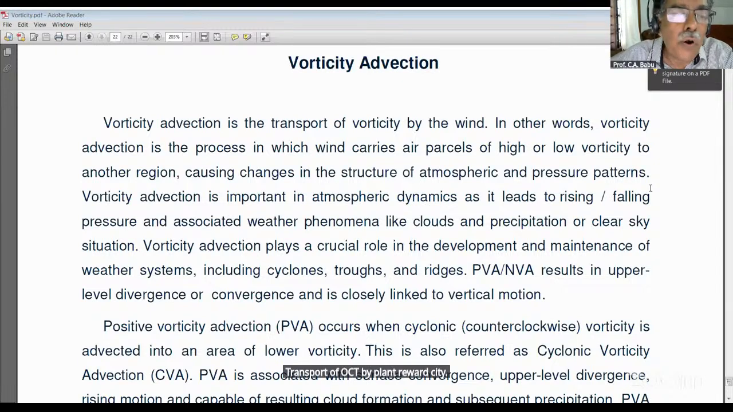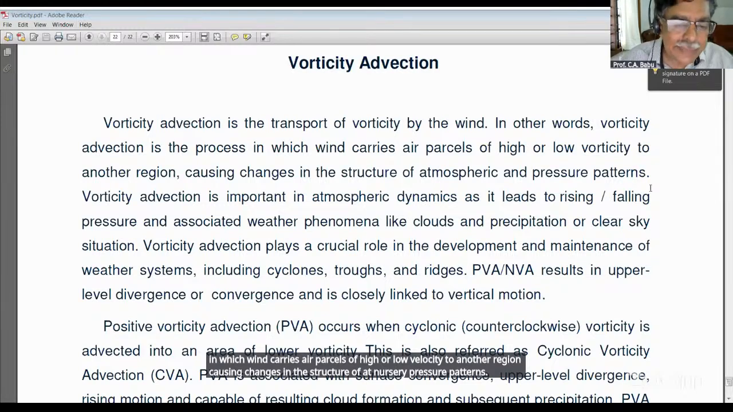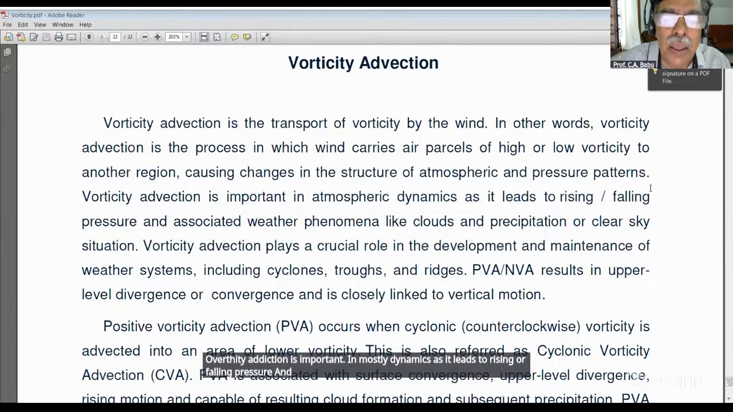So vorticity advection is the process in which wind carries air parcels of high or low vorticity to another region, causing changes in the structure of atmospheric pressure patterns. Vorticity advection is important in atmospheric dynamics as it leads to rising or falling pressure and associated weather phenomena like clouds and precipitation. On the other hand, clear sky situation.